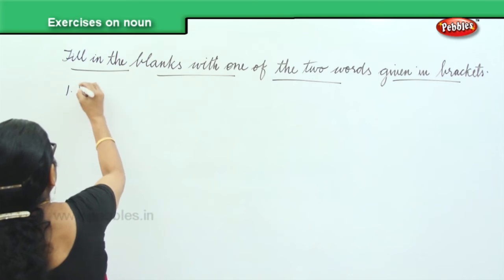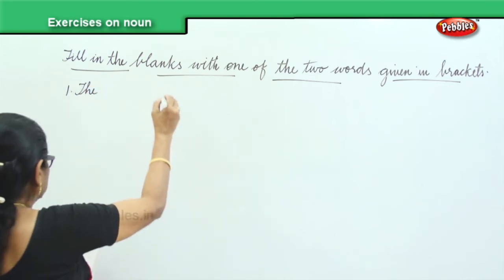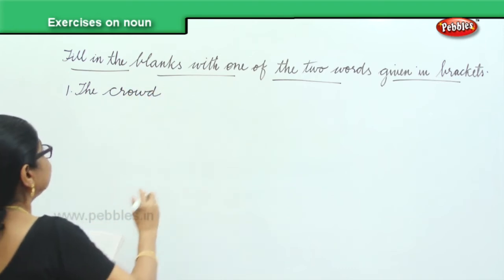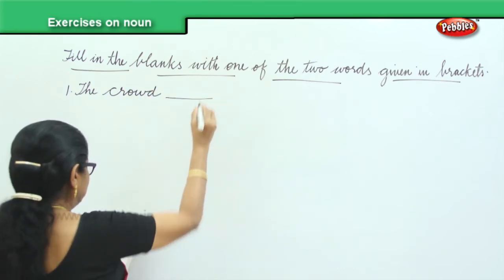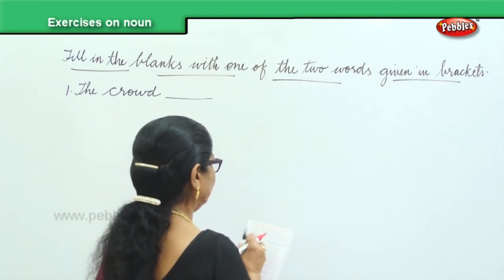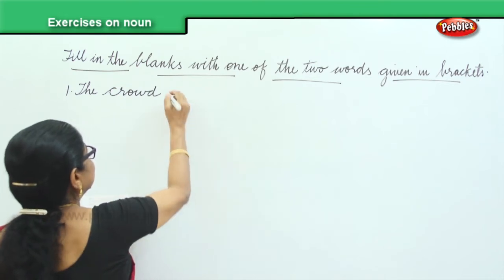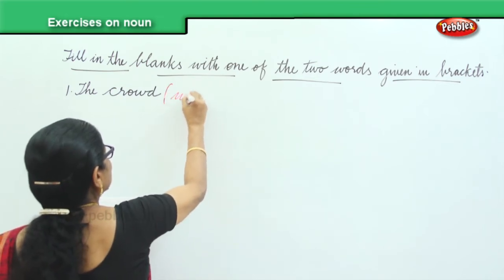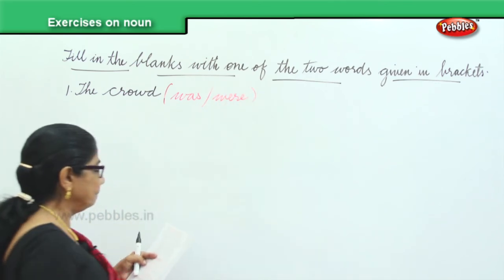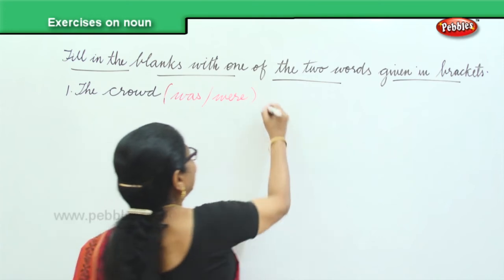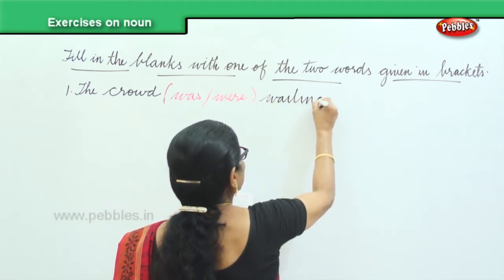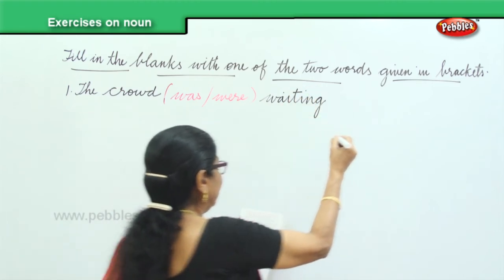First one, the crowd dash. Okay? The two words are was and where. You choose one of that. The crowd was waiting for the king.